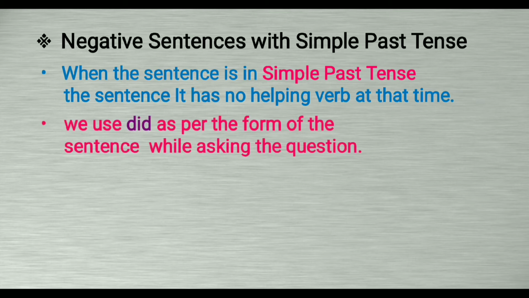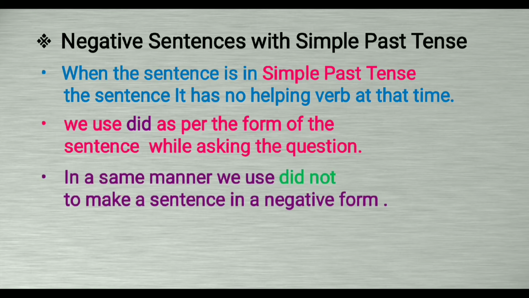Then what can we do? We use did as per the form of the sentence while asking the question. All forms of the noun, meaning singular form of noun and plural form of noun, singular form of pronoun and plural form of pronoun, we use did with them, not any other word, right? While the sentence is in a simple past tense. Understand?